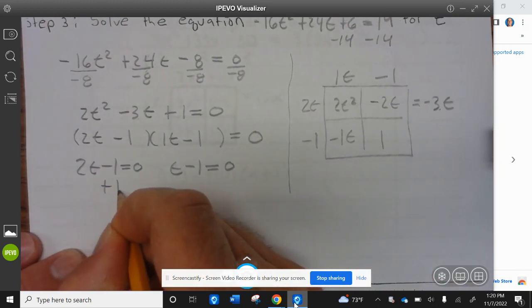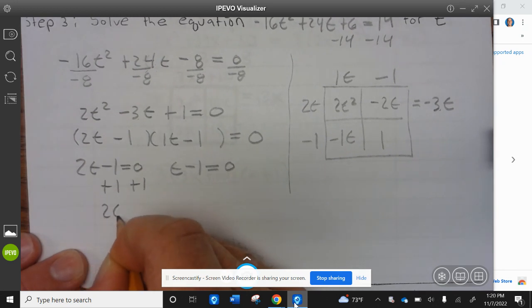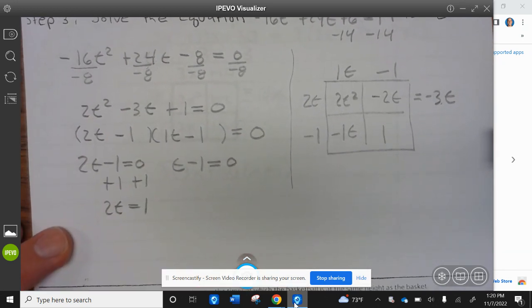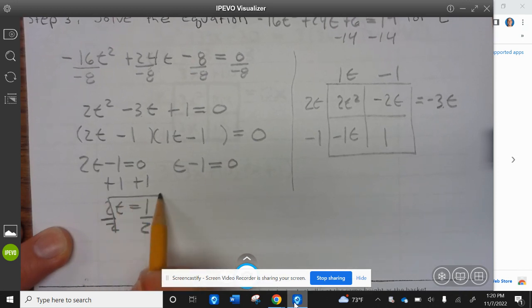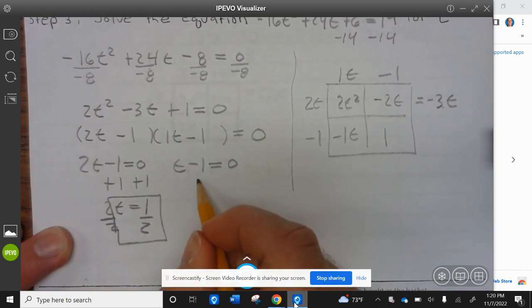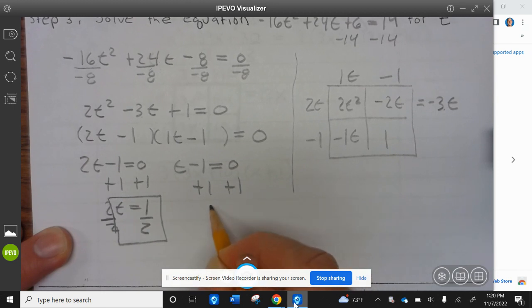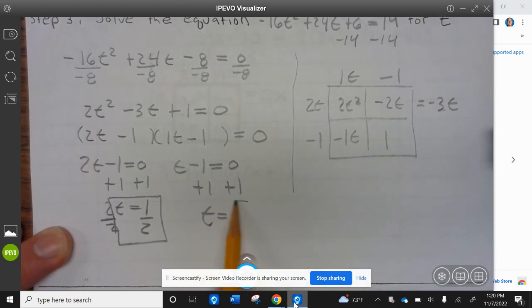So we add 1 to both sides. So 2t equals 1. Divide both sides by 2. t equals 1/2. Add 1 to both sides. t equals 1.